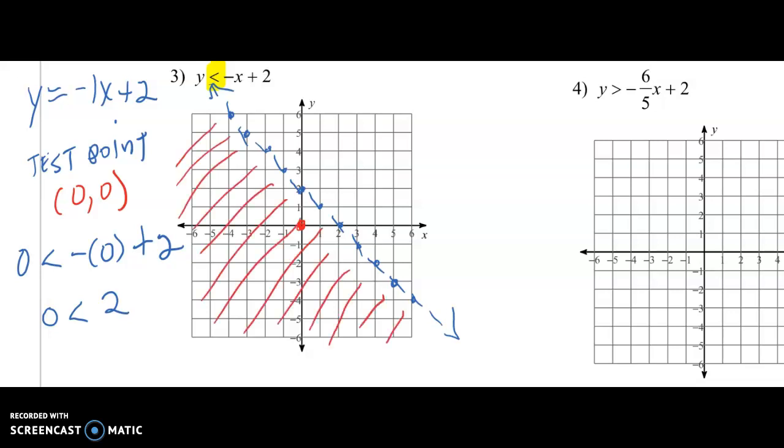Now, conversely, if we did use the test point and it did not work for the inequality, then we would have to shade the other side. So again, when it comes to figuring out what side to shade, one of the two sides is going to be the side that's going to get shaded. Again, we're going to use a test point to determine whether the test point is the side that contains the solutions or not.